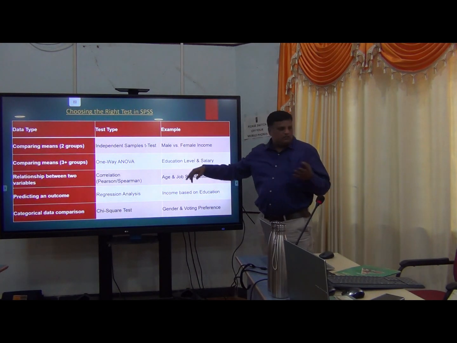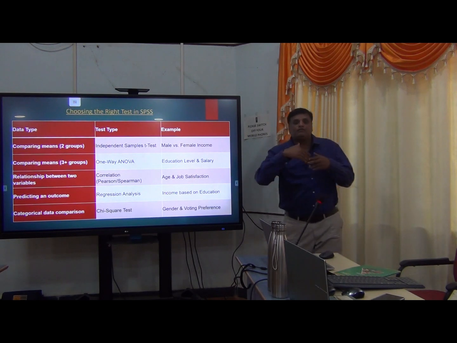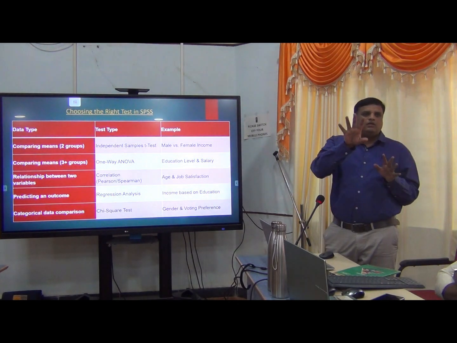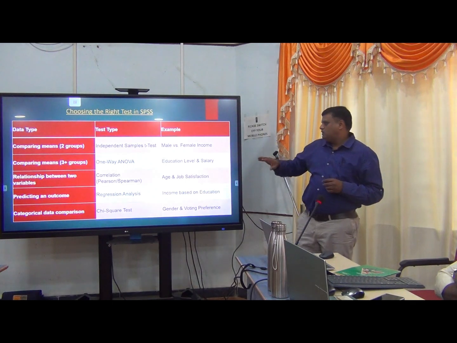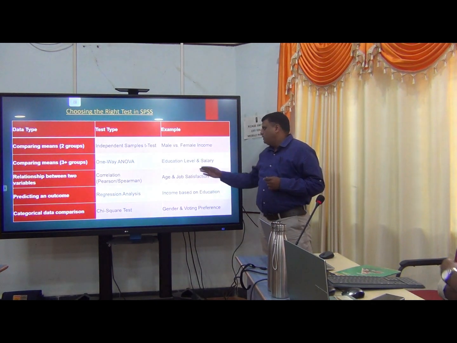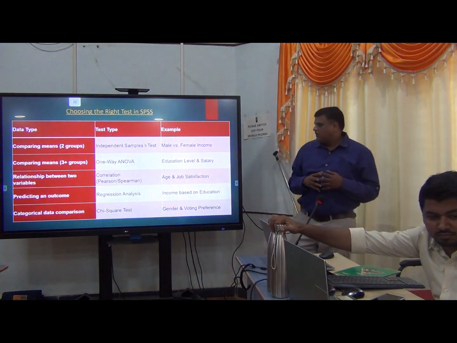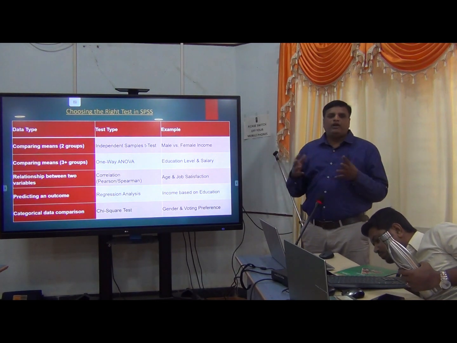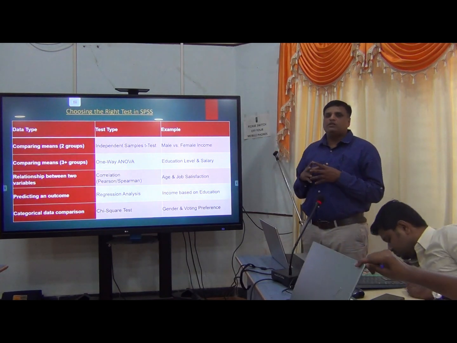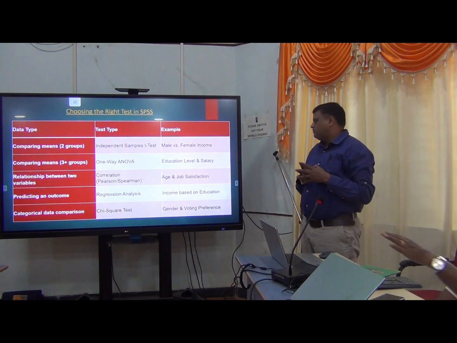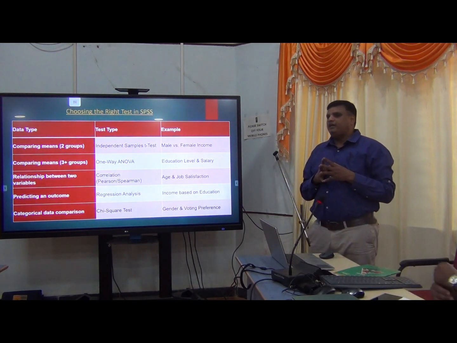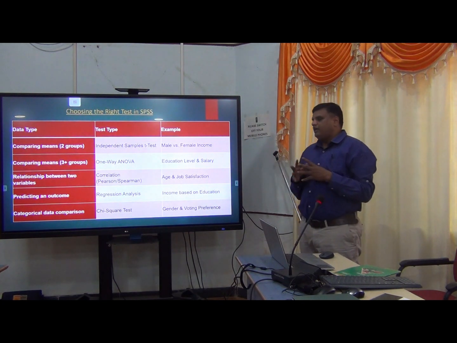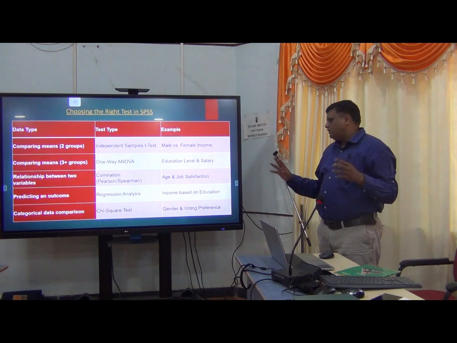Now, if you are comparing the means of 2 or 3 groups, it is indirectly mentioning the variances. In such case, you have to go with the 1 way ANOVA, 2 way ANOVA, education level and salary. Then, if your data is to know the relationship between the 2 variables, you have to find out the Pearson and Spearman's rank correlation. Many of us are aware of this. Then, if you want to predict an outcome, regression, of course, all of you are familiar. Then categorical data comparison. If your data is categorical data, you have to use the chi-square test.